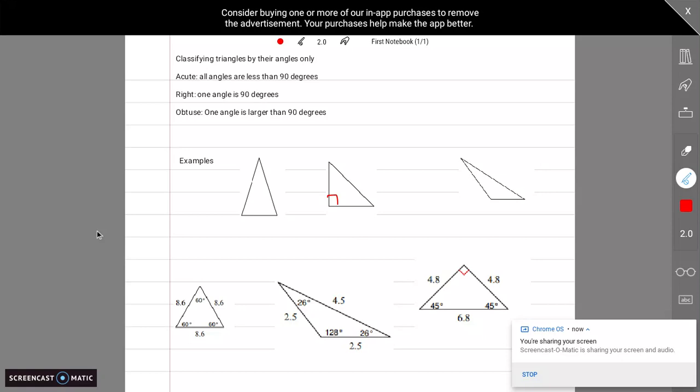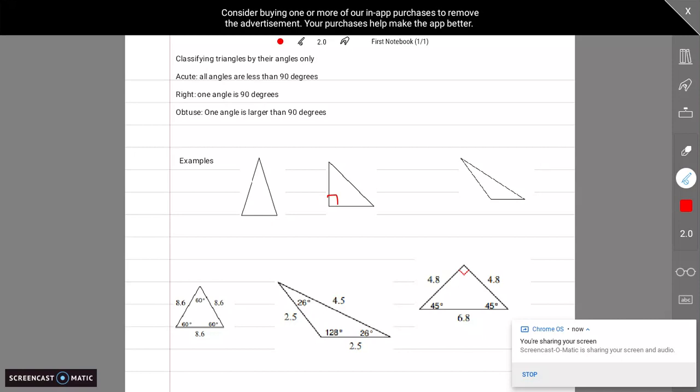Hey guys, welcome back. Today we're going to be talking about how to classify a triangle by just looking at their angles. I will have a separate video on how to classify a triangle based on their side measurements. So I am going to be focusing on three types of triangles today that deal with their angle measurements.